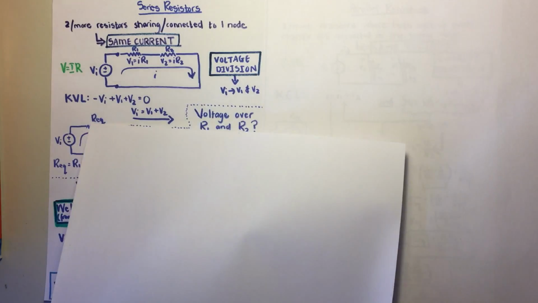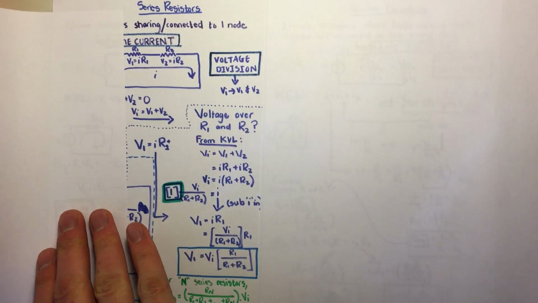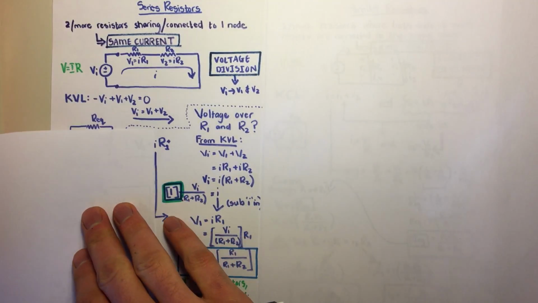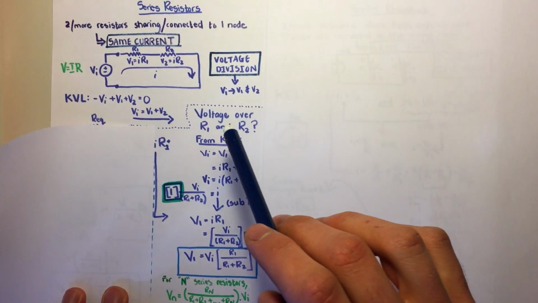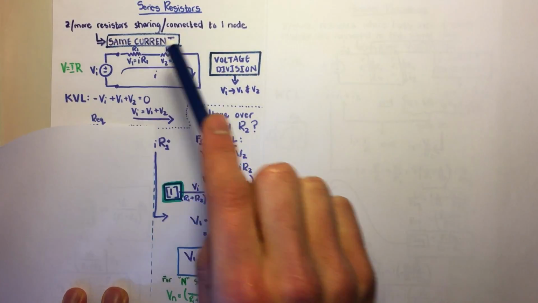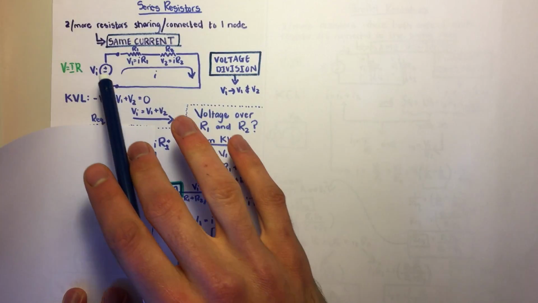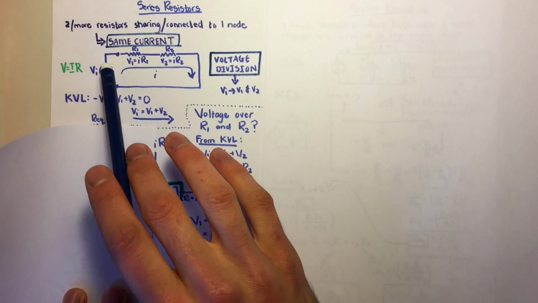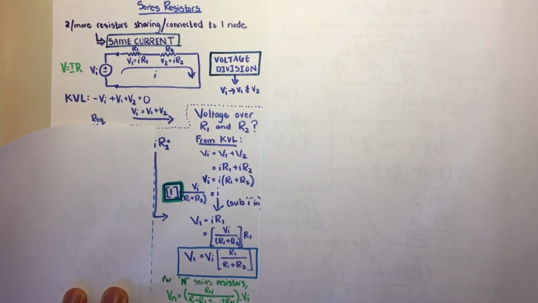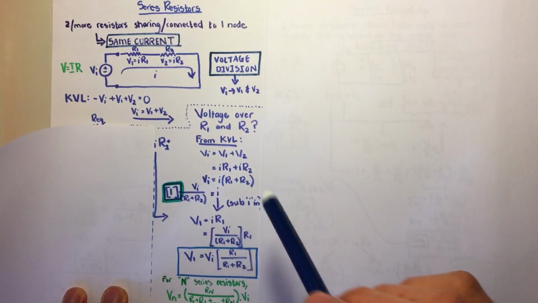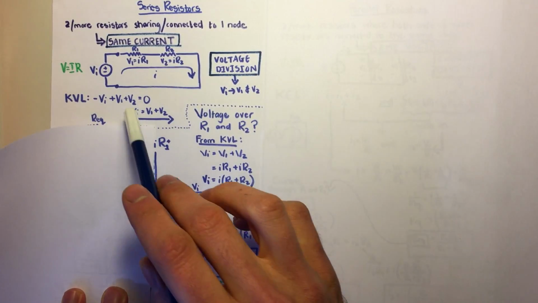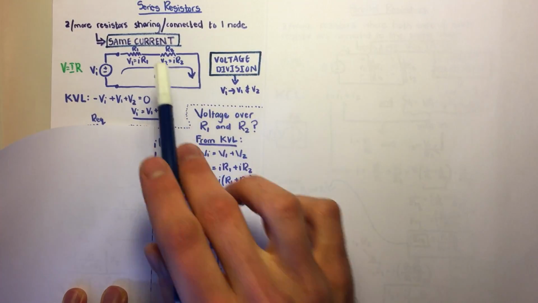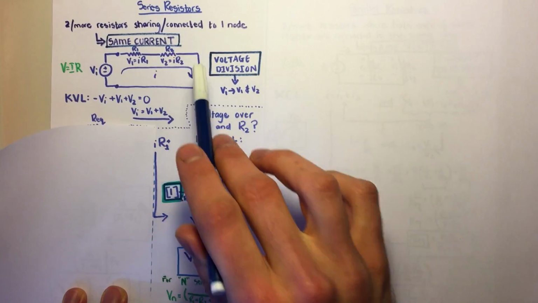Okay, so now we want to look at the voltage over R1 and R2. We want to say, well, how can we calculate the voltage over only R1 or over only R2 if we're given Vi and R1 and R2 only? Then we want to say what is the voltage of R1 and what's the voltage of R2. So from KVL, we know that Vi equals V1 plus V2. We know what V1 is. It's I1 R1 or IR1, and V2 is IR2.